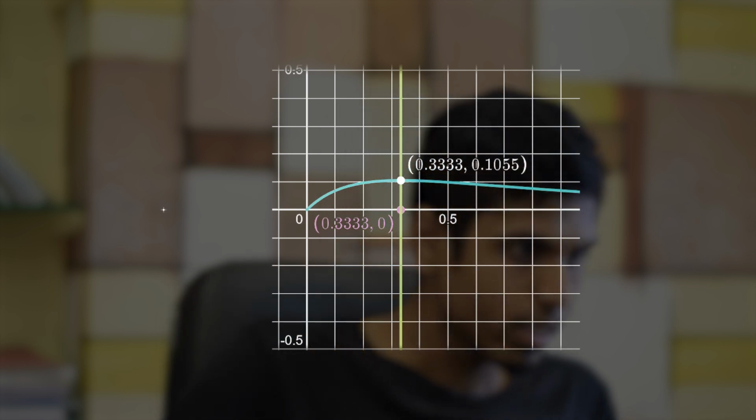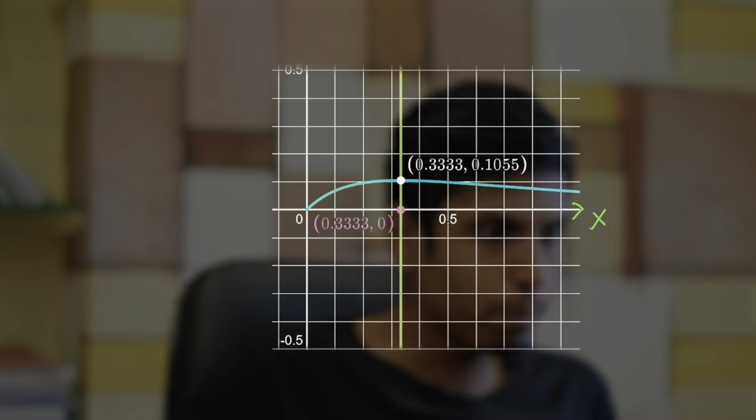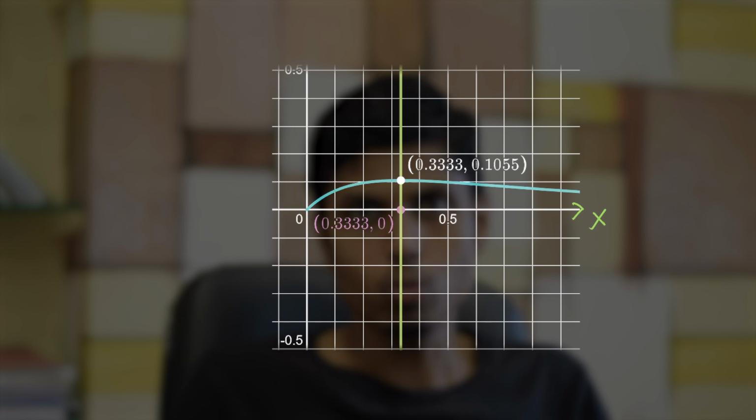As you can see, the blue line is the graph, and this thick line is the x-axis, and the vertical thick line is the y-axis, and you can see the graph is like this. It peaks at x equal to 1 by 3.